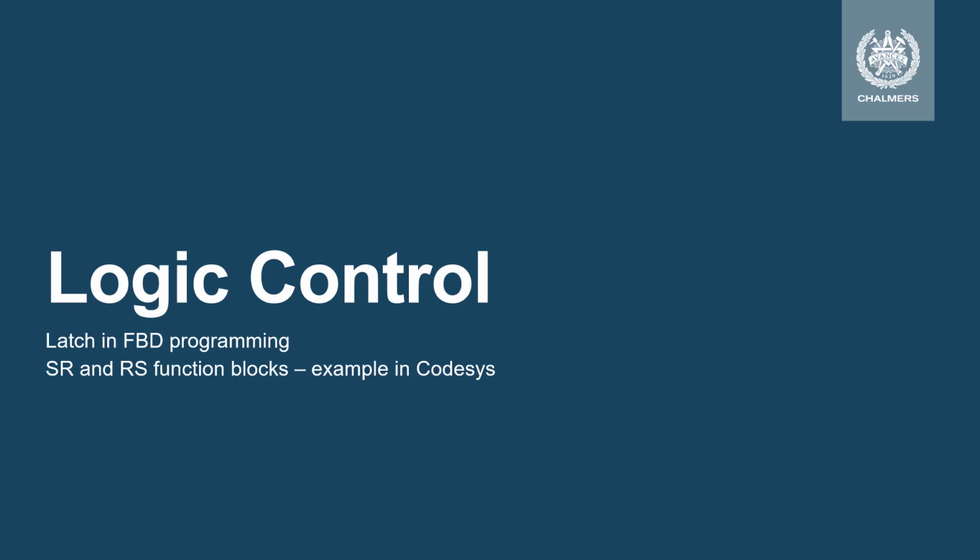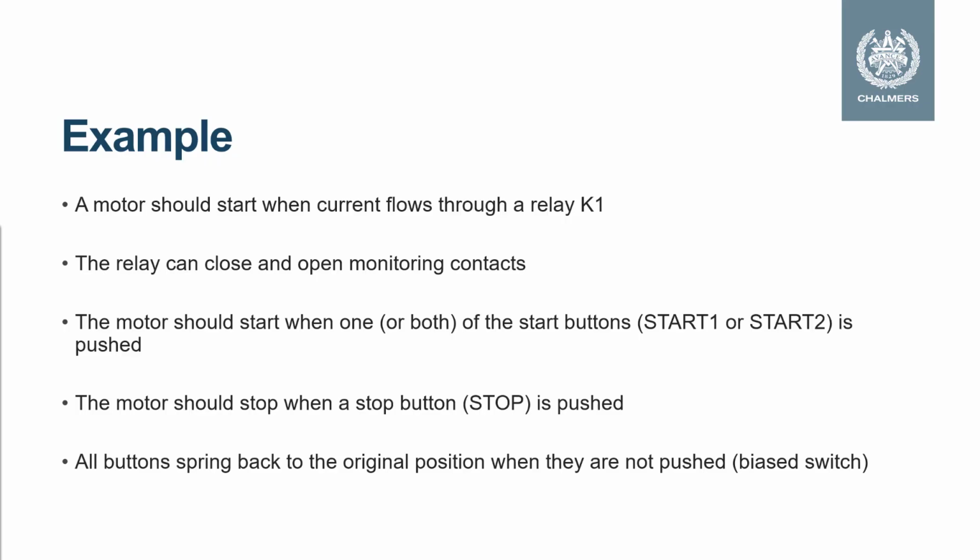Now it's time to use the SR and RS function blocks in an example in Codesys. I will use the same example as in previous films. We have a motor that is started when current flows through the relay K1.